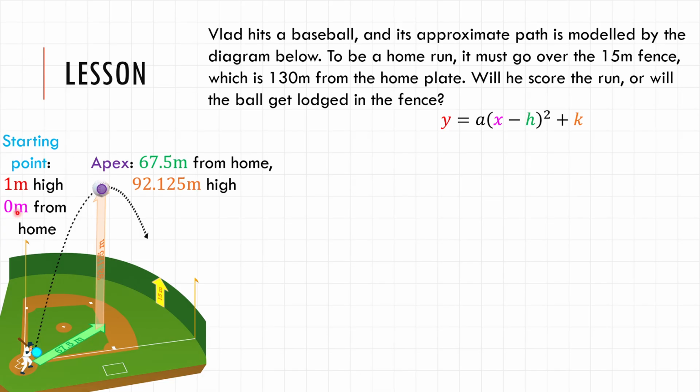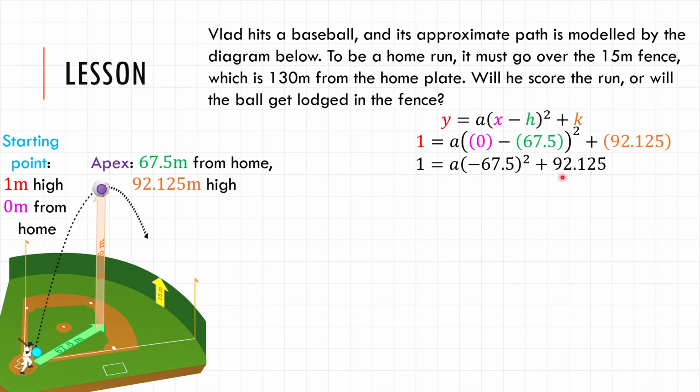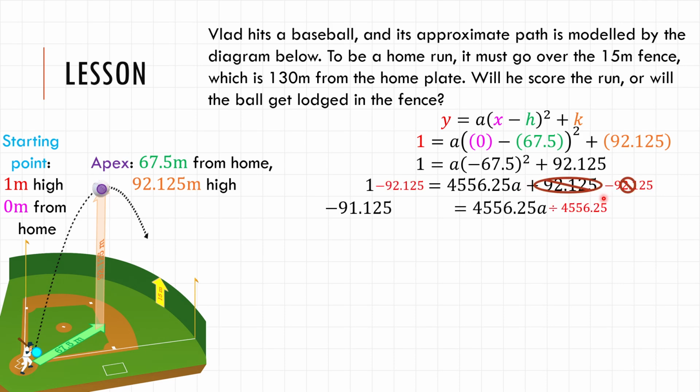So now that we have an x and a y, an h and a k, we can substitute those values into our equation and solve for a. So 0 minus 67.5 is negative 67.5. If we square this, we get 4,556.25. Now to isolate a, let's subtract 92.125 on both sides, and then divide both sides by the coefficient here. That isolates a, and we find that a is exactly negative 0.02.